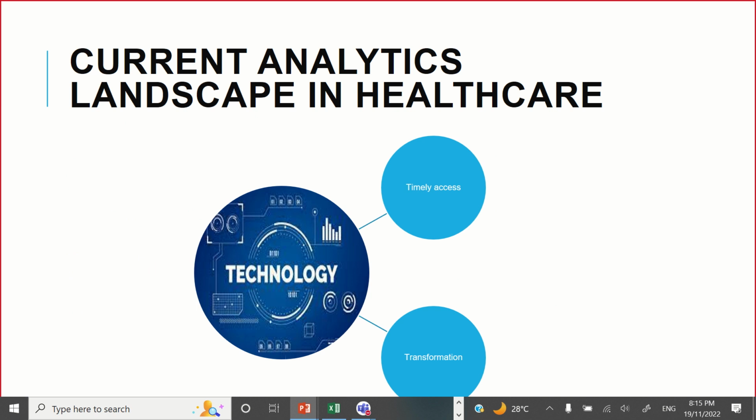So the first thing they talked about is that with the introduction of technology into the healthcare, the requirement for data included the requirement for timely data that can be accessed when needed, as well as the transformation of data into meaningful information that can then be translated for the improvement in the care quality that we are offering to our patients.